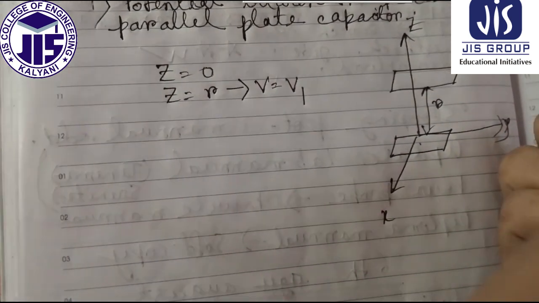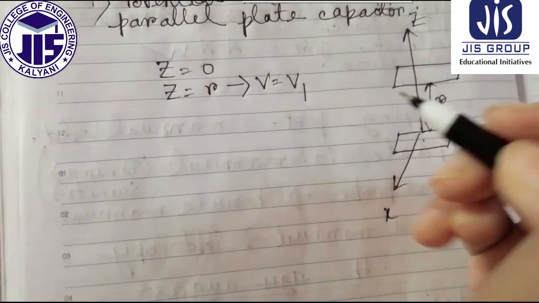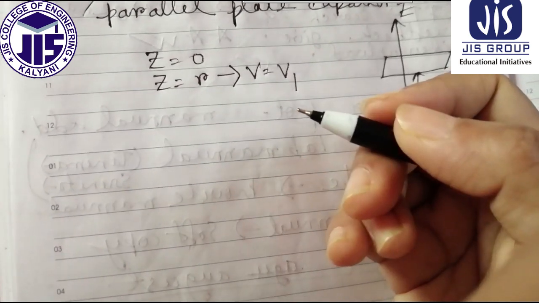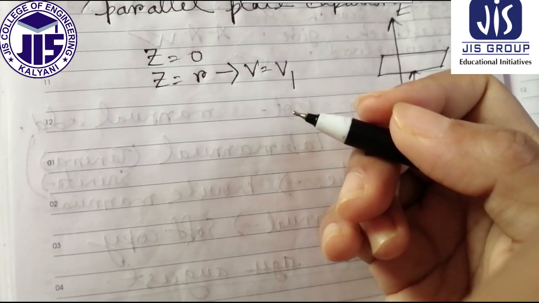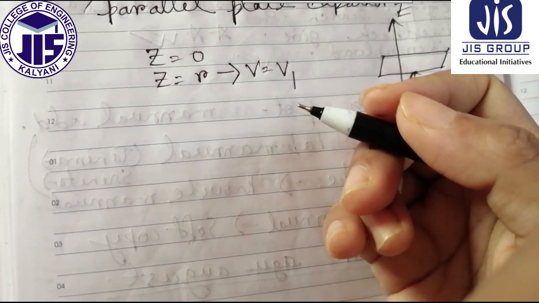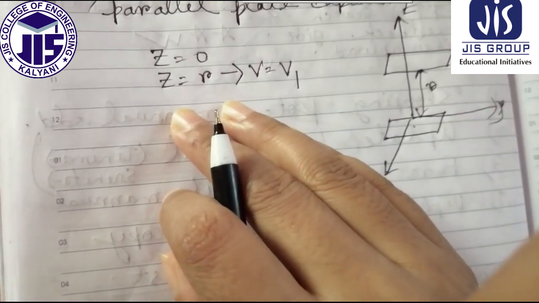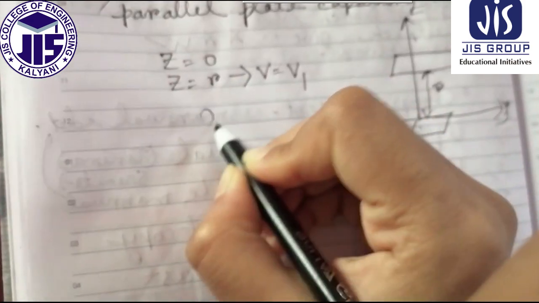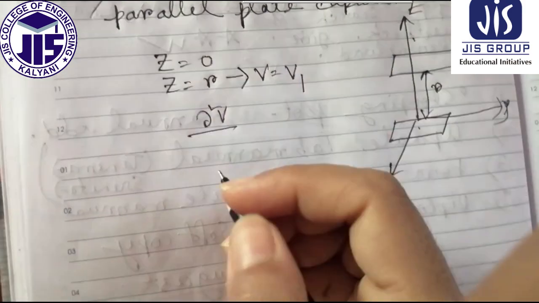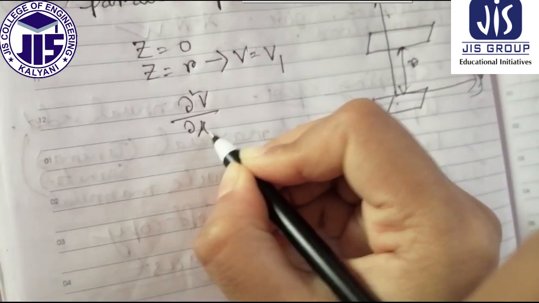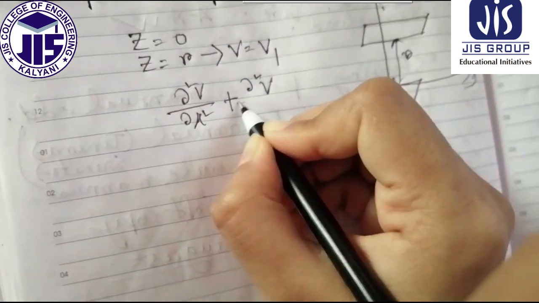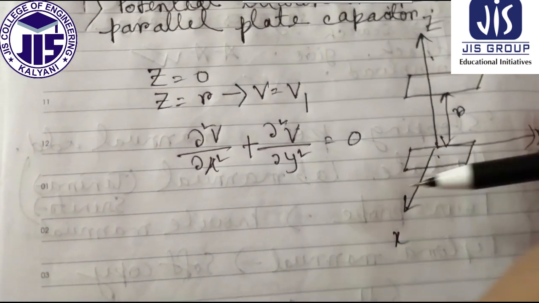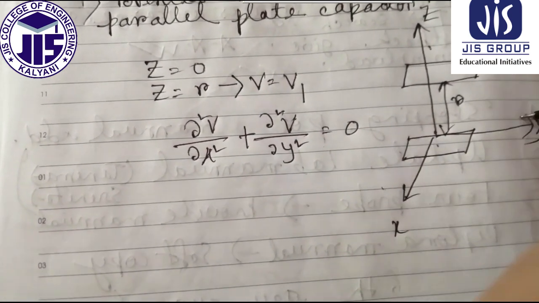Therefore we can write the equation: the x and y components of the potential between the two plates are 0, since the plates are parallel to the xy plane. Therefore the potential exists only in the z direction. So del square V by del x square plus del square V by del y square will be equal to 0, because here the potential is 0 along the x and y axes.